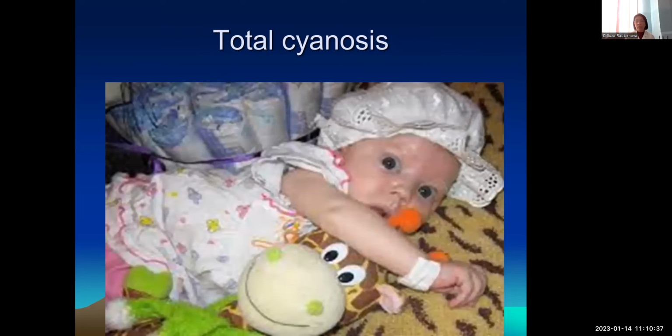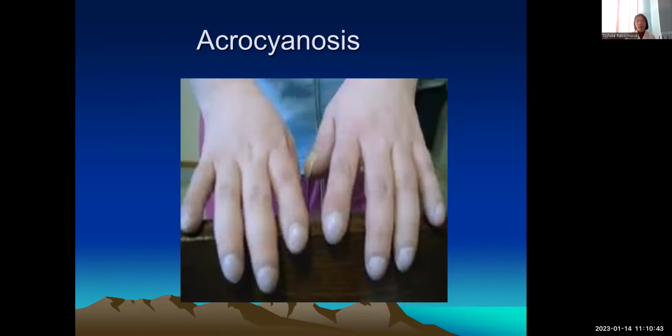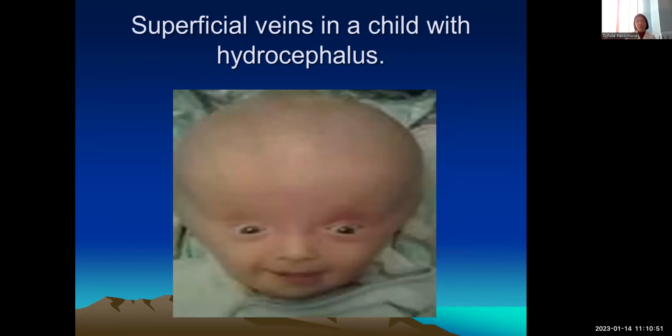Total cyanosis in baby with severe pneumonia. Acrocyanosis in child with congenital heart defect. Superficial veins in a child with hydrocephalus.